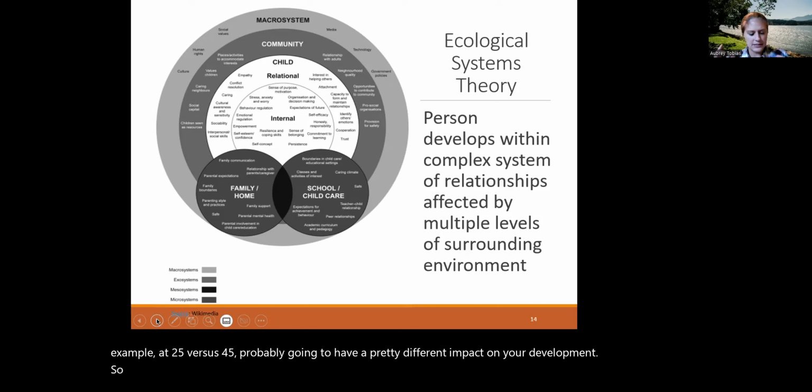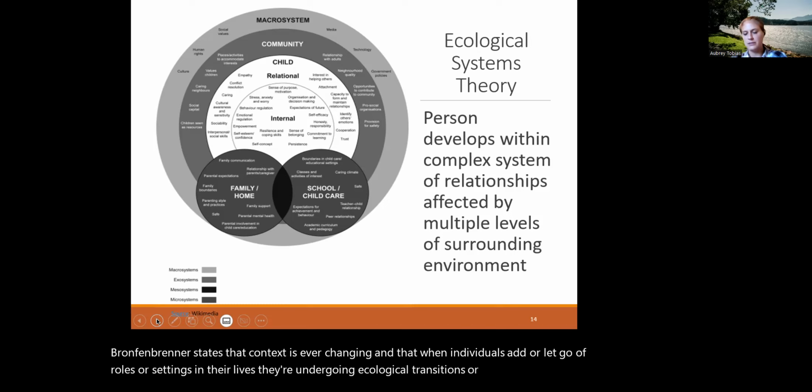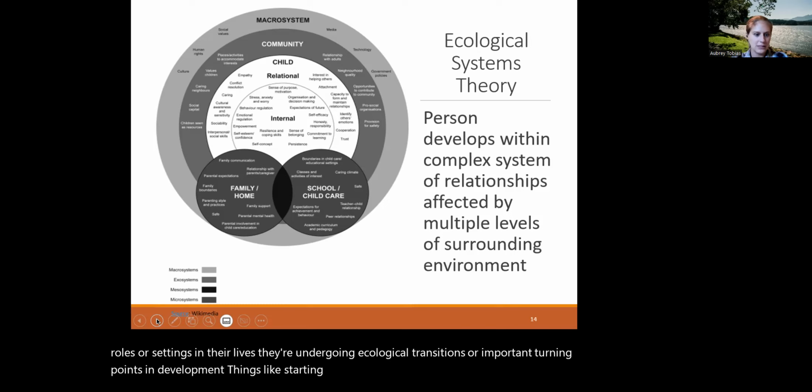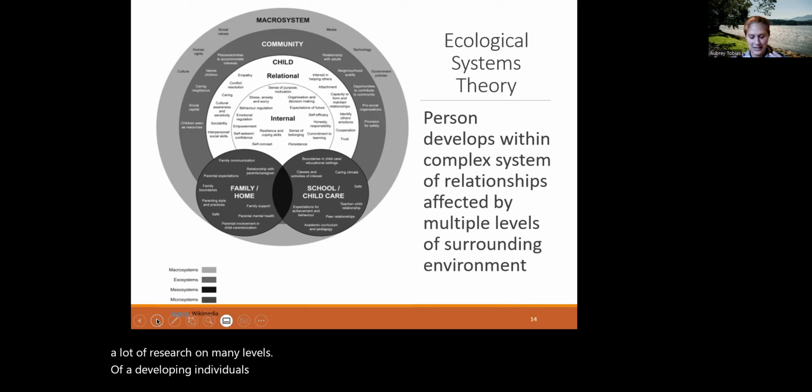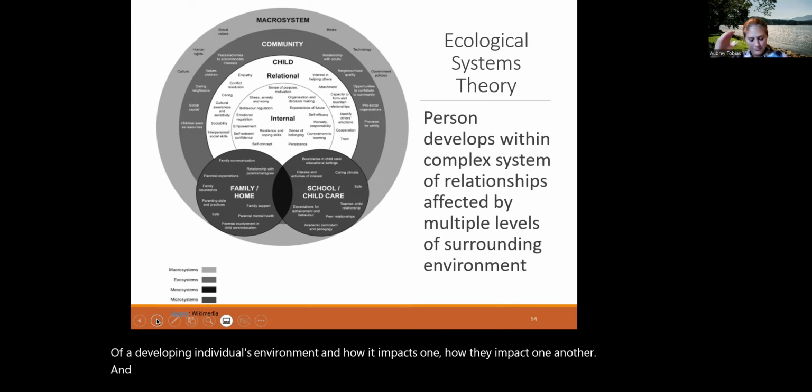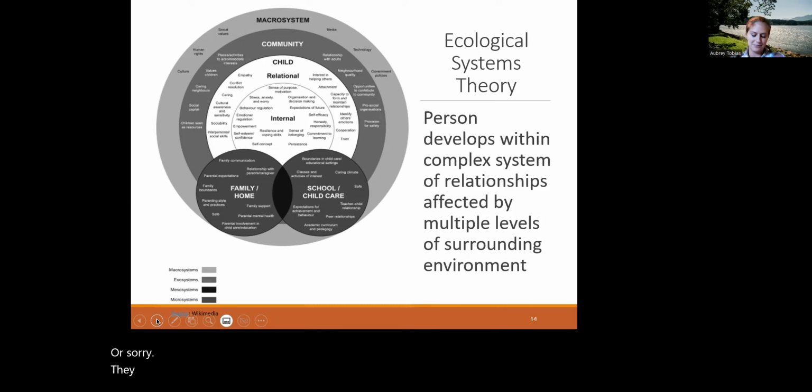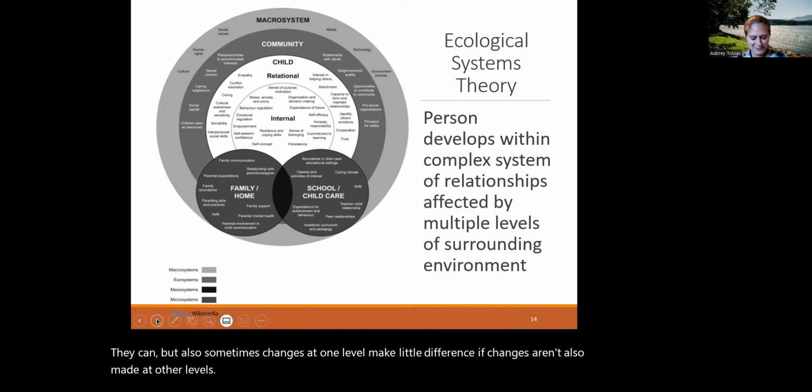So Bronfenbrenner states that context is ever changing and that when individuals add or let go of roles or settings in their lives, they're undergoing ecological transitions, or important turning points in development. Things like starting school, entering the workforce, getting married, moving, retirement, things like that. The major contribution of this model has been to generate a lot of research on the many levels of a developing individual's environment and how they impact one another. And changes at one level can ripple through and potentially change other levels, but also sometimes changes at one level make little difference if changes aren't also made at other levels, depending on what we're talking about specifically.